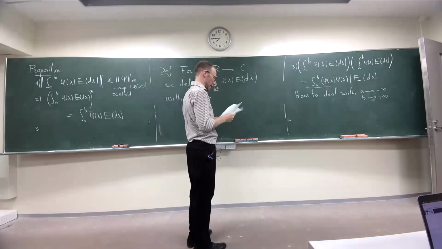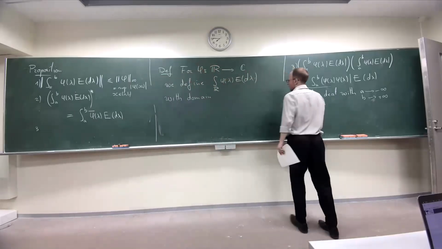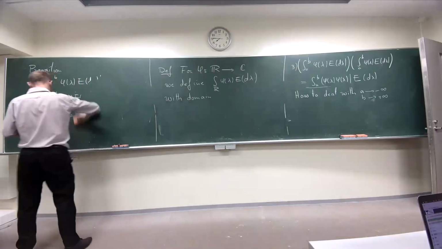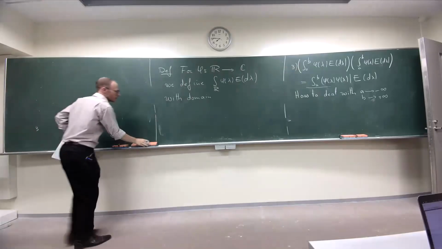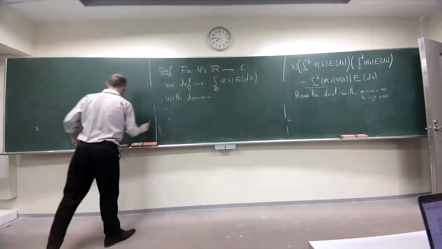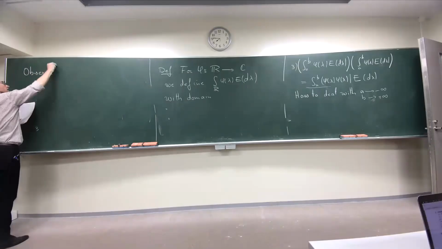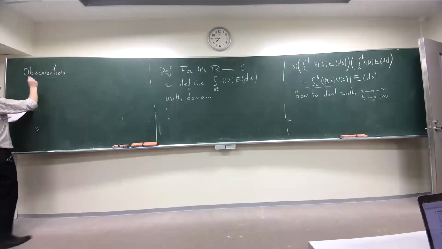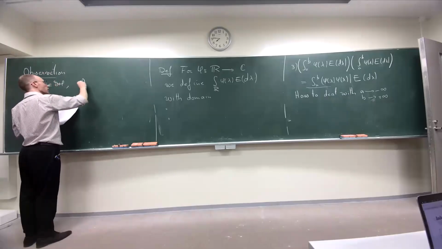Okay, I need maybe just one parenthesis before this. I skip it, but I probably need it. So please keep 3 lines here or 2 lines and write this observation. It could appear before. We will refer to this observation. For F belonging to H, consider the following thing.